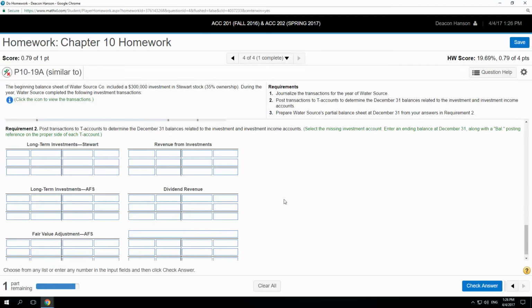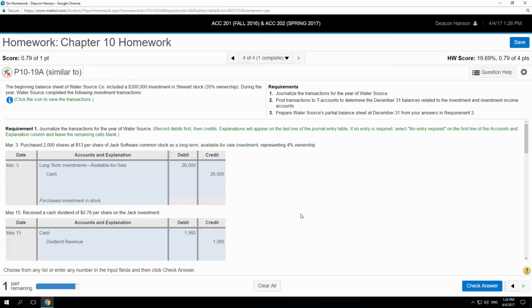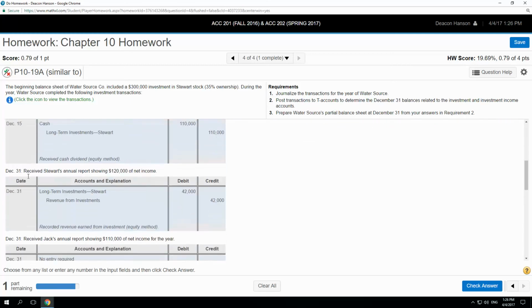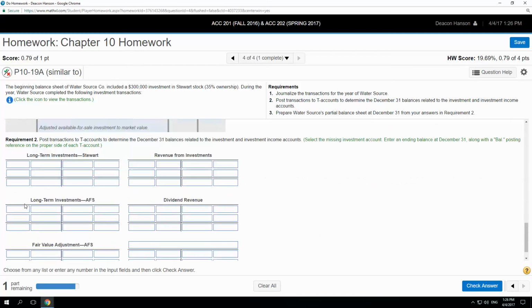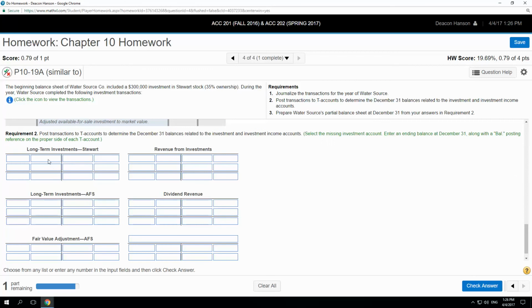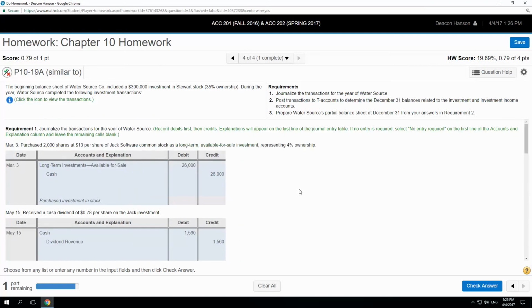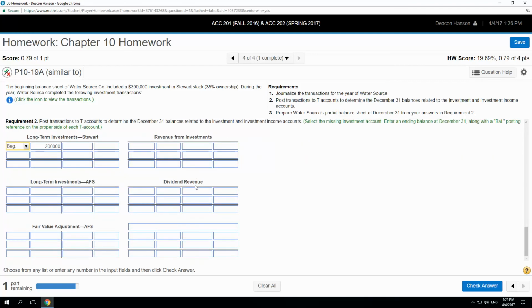All right. Now we do our postings. So we have 1, 2, 3, 4, 5, 6, 7 entries to post. Stewart has a beginning balance of 300,000. That's the beginning, and then we work from there. Long-term investments gets a debit of 26,000, and they didn't require a beginning balance. So this is the March 3rd entry.